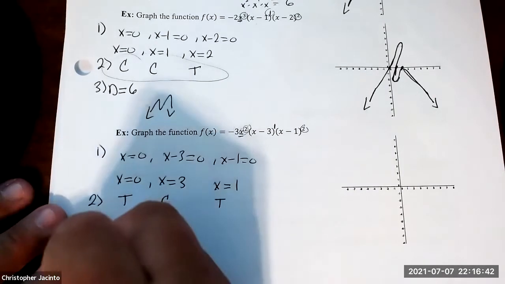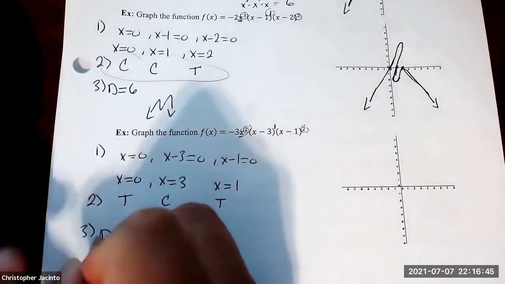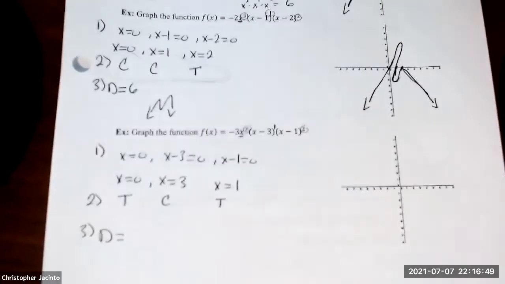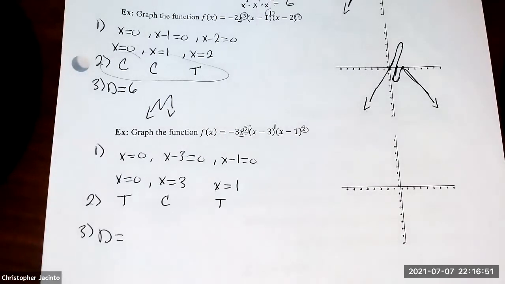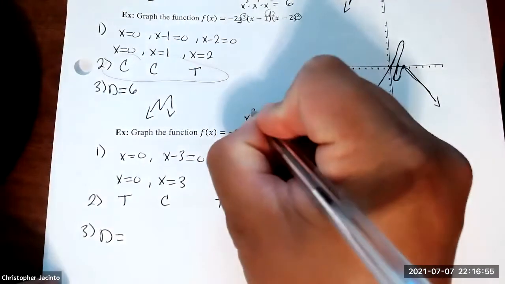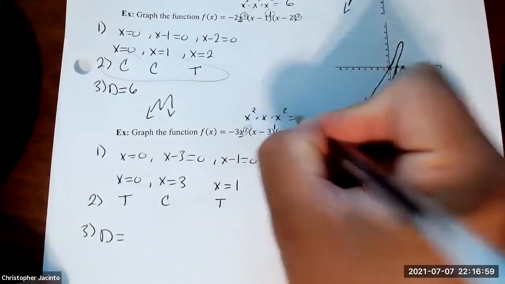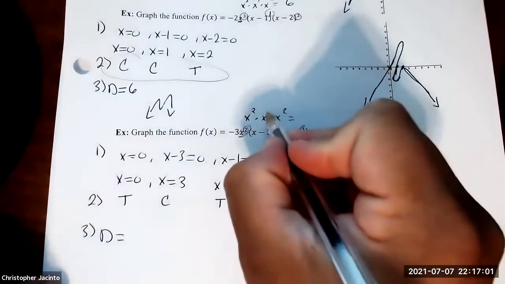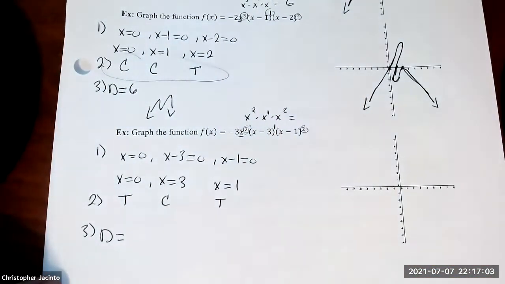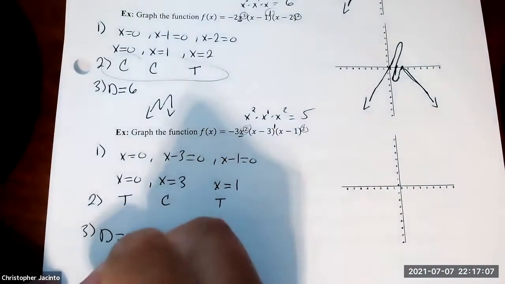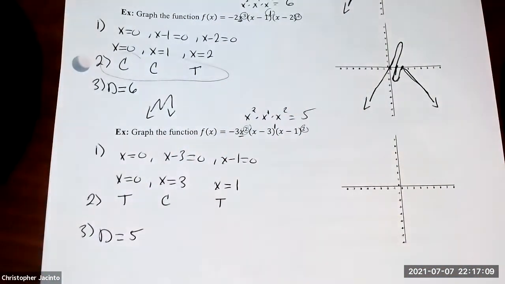Okay. All right, step 3, we need to find the degree of the polynomial. So this one's going to be x squared times x, squared there. Sorry, x to the first here. What am I saying? X squared. There's x squared. So this would be 2 plus 1 plus 2 is 5. So we have an odd degree now, 5.